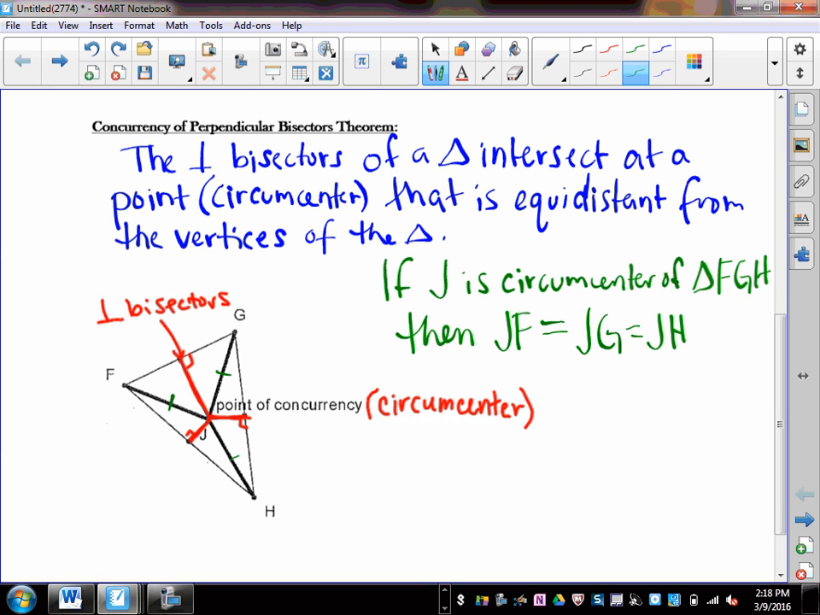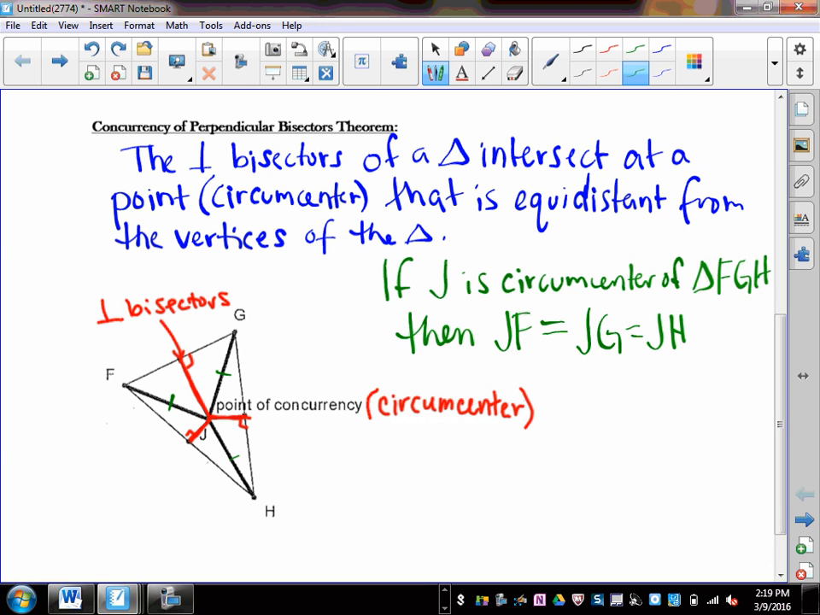So you can either say the measures are equal or the segments are congruent. At this point in the game, I'm going to let you use that interchangeably. Alright, questions on this?